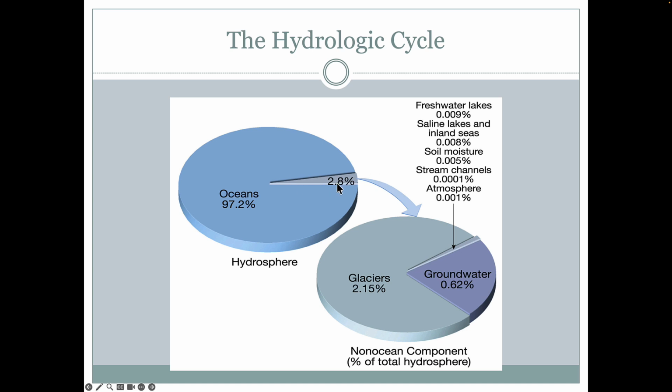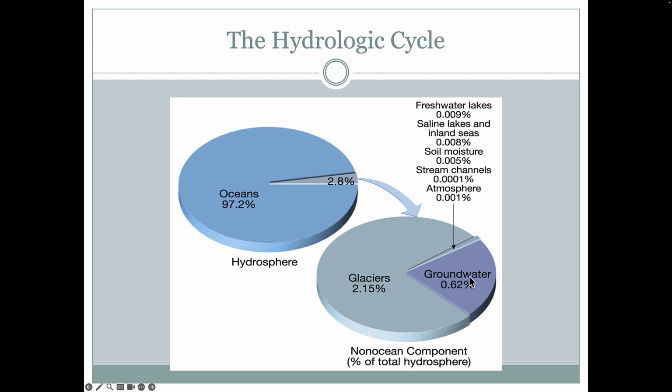That remaining 2.8%, we can kind of expand that graph to show it here. Almost all of that is tied up in glaciers. And once again, not really usable to humans very much. Primarily these two glaciers that are tying up all this water are the Greenland ice sheet and the Antarctic ice sheet, and there are some very, very minor volumes tied up in mountain glaciers as well.